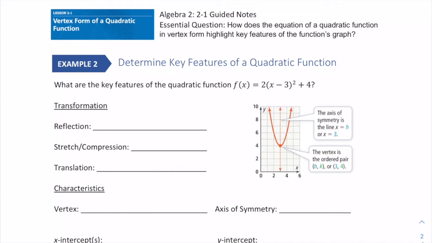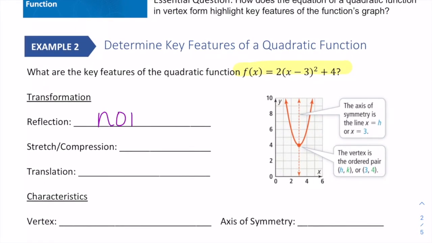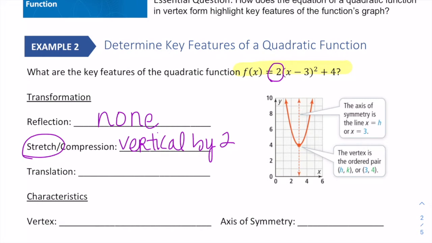Now let's consider the key features of the quadratic function. Here we're given the equation f of x equals 2 times x minus 3 quantity squared plus 4. Now remembering back from chapter 1, we can think about the transformations. So we know there's not any reflection because we don't see a negative in front of the x or in front of the parentheses. We do, however, see a stretch, so it's going to be a vertical stretch by 2. And that means that this graph will become more narrow. And you can see that with the picture here.